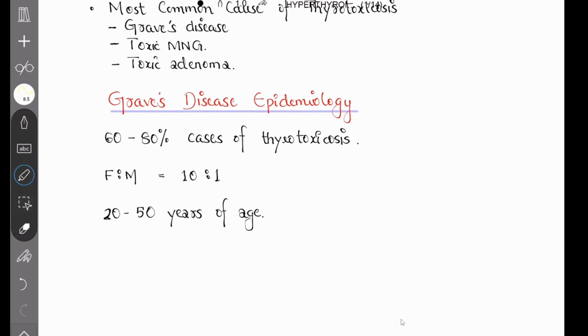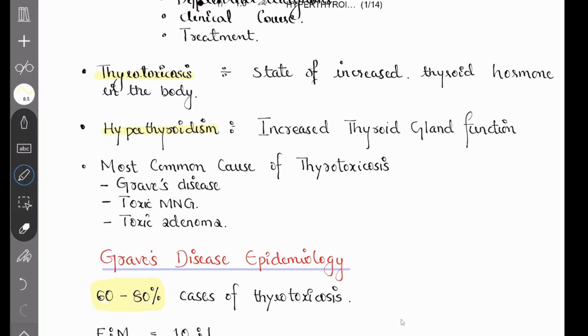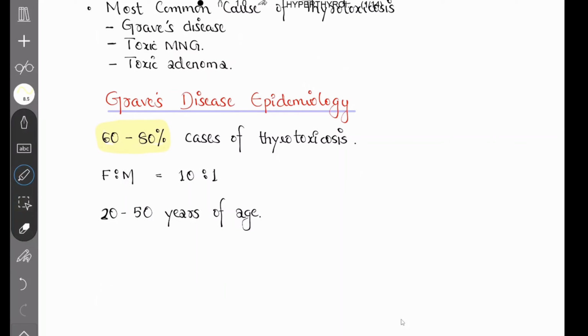So now we'll study more about Graves' disease, its epidemiology. Let's think that 60 to 80% of cases of thyrotoxicosis will be Graves' disease. We said that thyrotoxicosis means increased thyroid hormone. Among the increased thyroid hormone cases in the body, 60 to 80% will be Graves' disease. The female to male ratio is 10 to 1, and it happens mostly between 20 to 50 years of age.